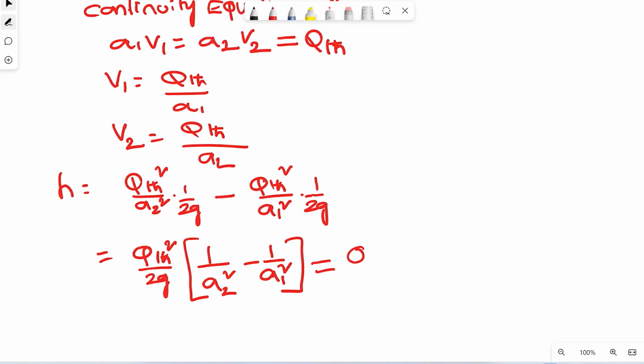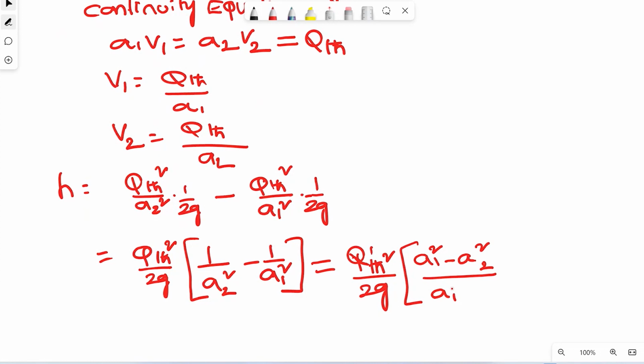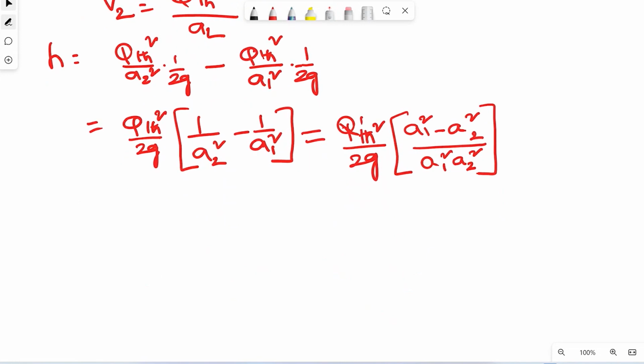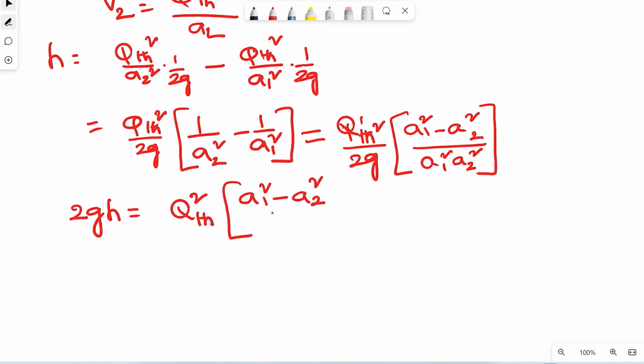Q TH squared by 2g into (A1 squared minus A2 squared) by (A1 squared A2 squared), or 2gH is equal to Q TH squared into (A1 squared minus A2 squared) by (A1 squared A2 squared).